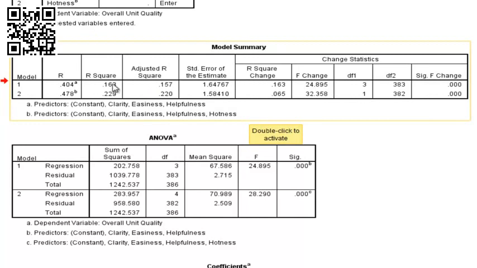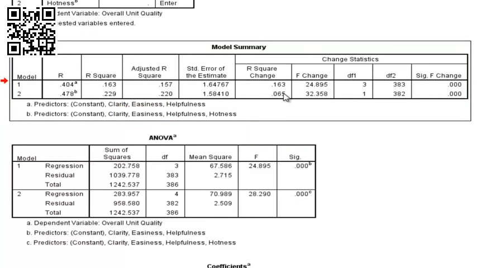The change from 16.3 to 22.9 is equal to 6.5. That's what this R squared change is. So we've had an increase of R squared equal to 6.5. It doesn't base it on the adjusted R squared, it bases it on the R squared value. So 6.5% increase in predictive capacity going from 16.3 to 22.9.